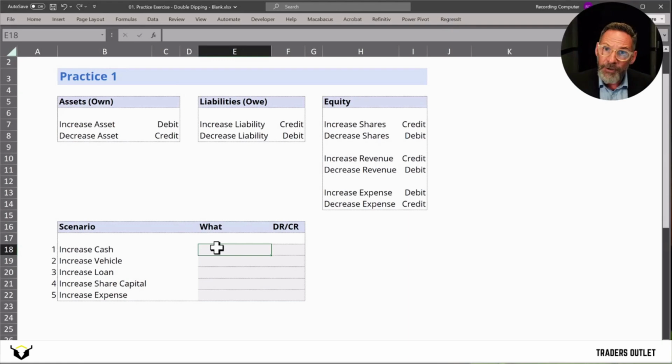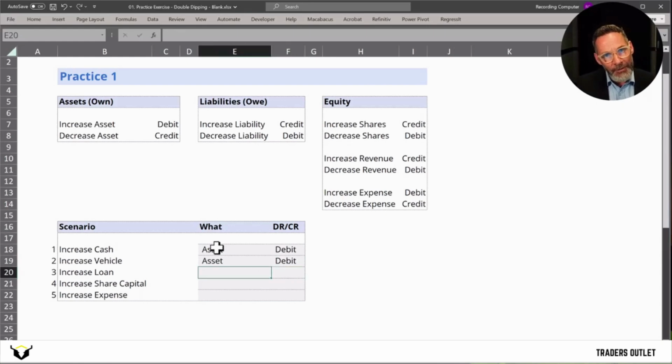So we have scenario 1 where we increase cash. Well, cash is an asset. It's something we own. And now that we know it's an asset, when we're increasing an asset, we know that the rule is it's a debit. Next, we have increasing a vehicle. Now, a vehicle is another thing a business or organization can own, so it's an asset. And again, we have increases to this asset, so it's a debit as well.